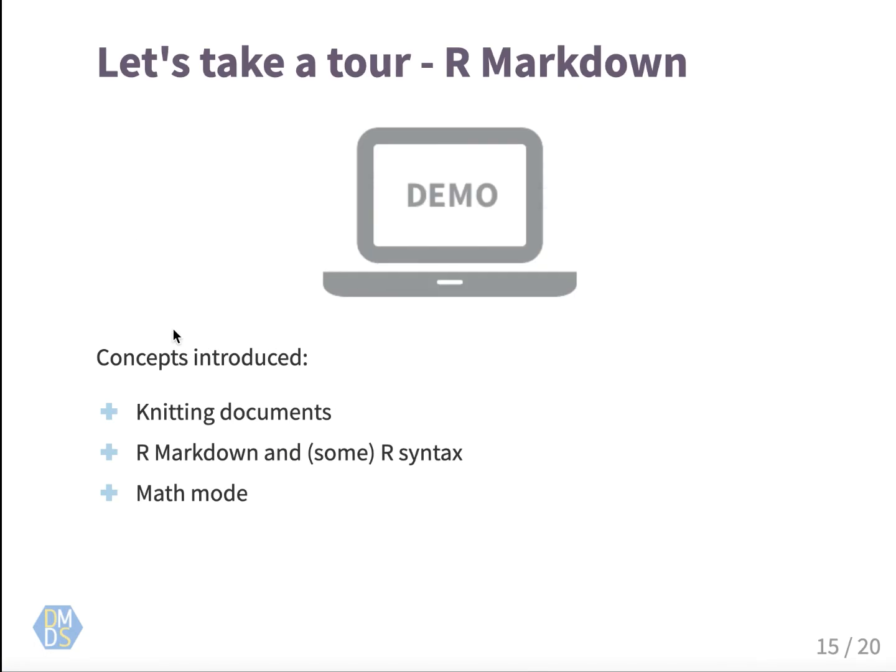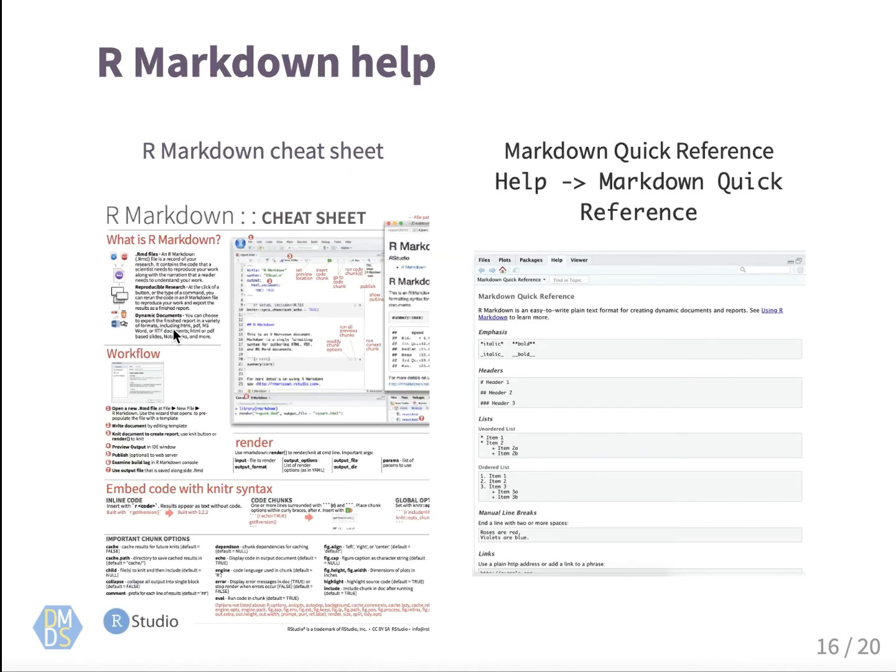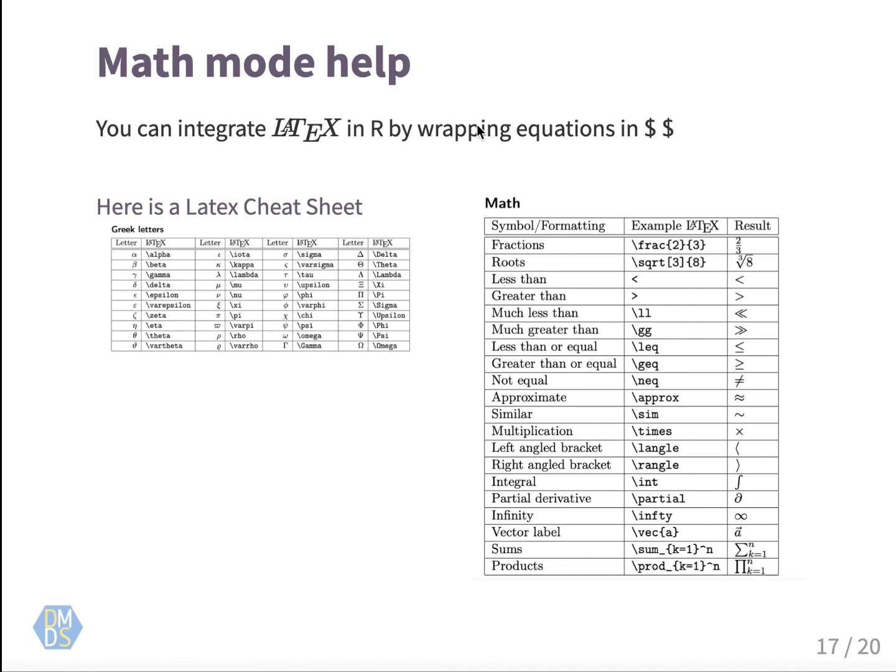So we've gone over knitting documents, R Markdown, and some R syntax, and math mode. Where can you get some help? The R Markdown cheat sheet is great. This is a really nice way to access all the different pieces that we went through and even more. You can get to this from R by clicking Help and then Markdown Quick Reference. That will give you a lot of the details that I went through as well.